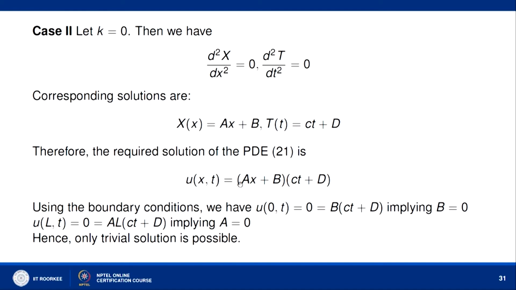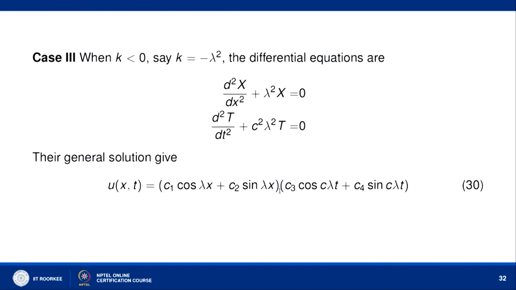So here also this part is completely 0, so it means that u(x,t) is only a 0 solution. So it means that when k equal to 0 also, we do not have any non-trivial solution. So this case we will also leave. Now let us consider the third case, that is k is less than 0.